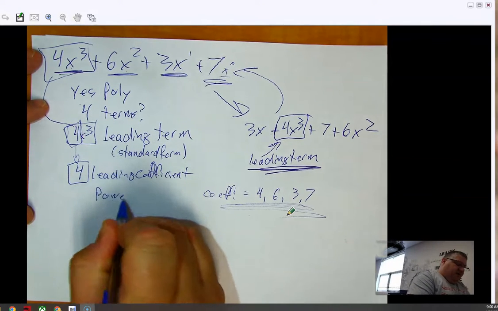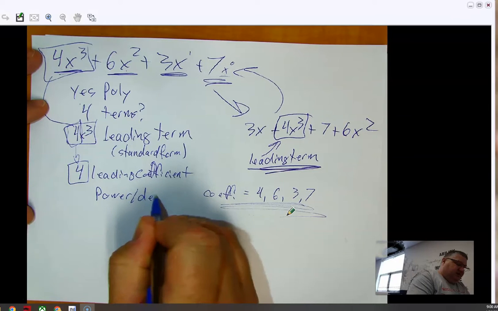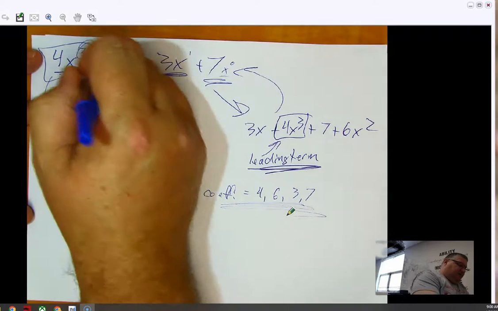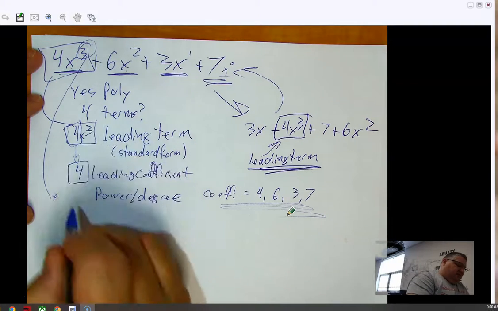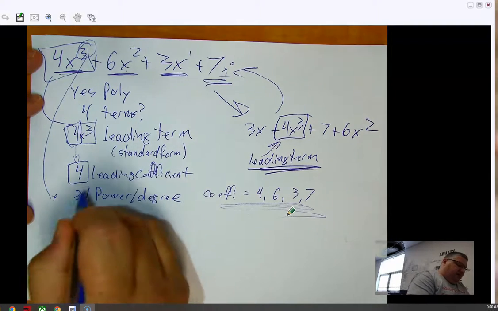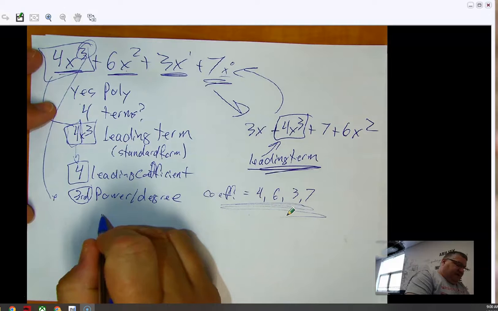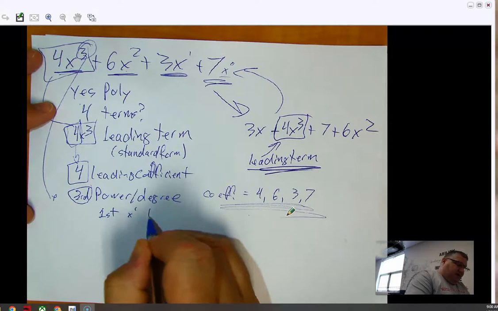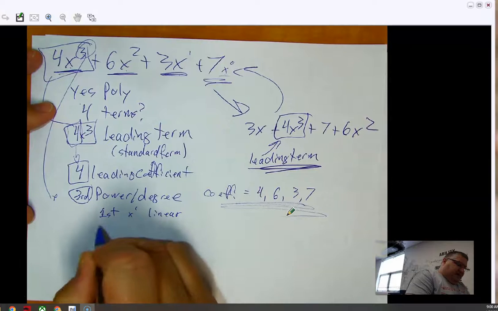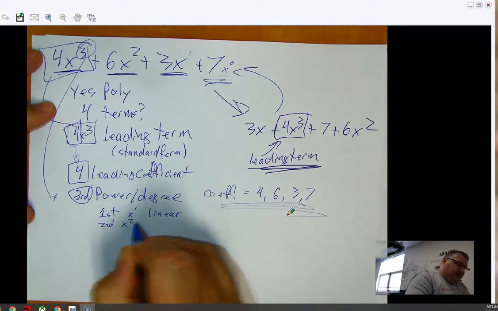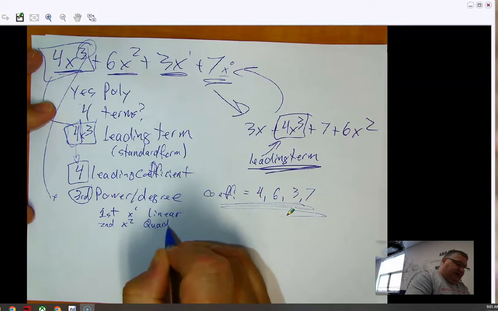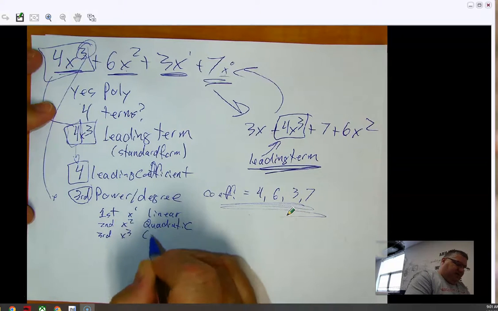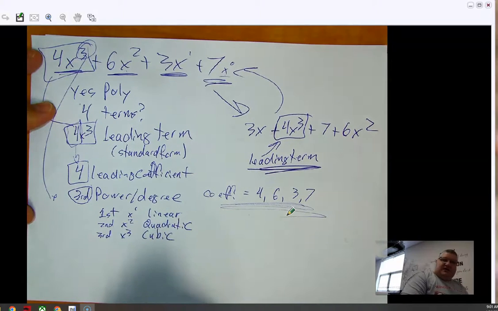Now, that brings us down to the power. What is the power here? The power or the degree. In this case, it's the highest power. So we say, hey, third. So it's third power. Now, we have names for this. If it is first power, x to the 1, that would be linear. If I have second, x squared, that's quadratic. If I have third power, x cubed, that's going to be cubic.